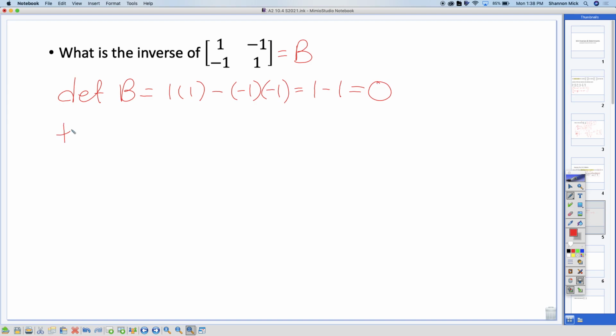And you say there is no inverse. Why is there no inverse? Because the determinant of B was 0. It cannot equal that.